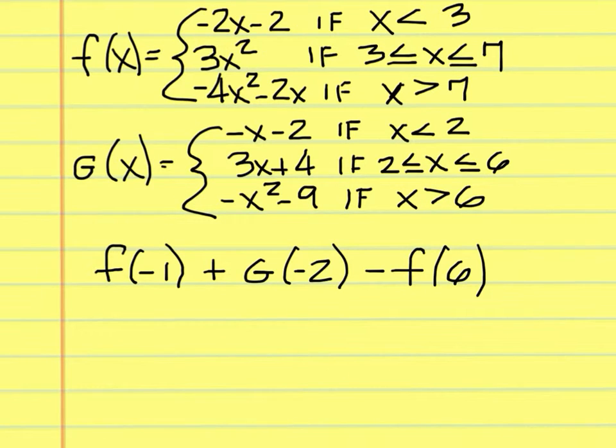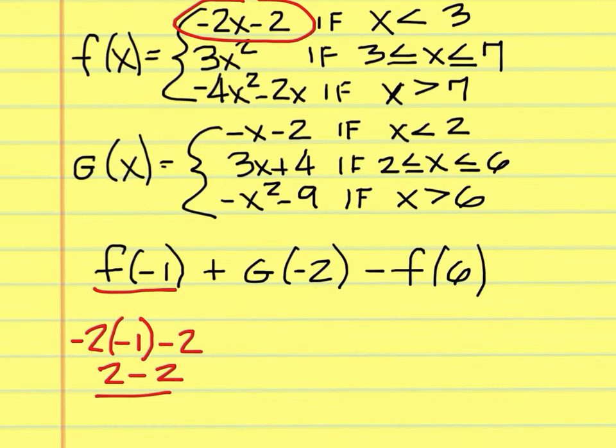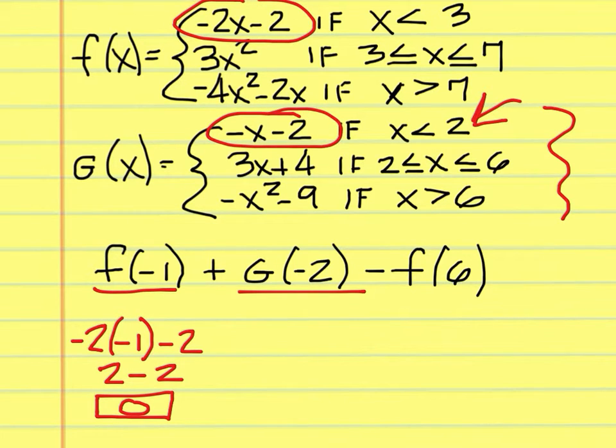To start, we have to figure out f of negative 1. The negative 1 is going to be in this function because it is less than 3. So we will have a negative 2 times negative 1 minus 2. That's 2 minus 2, which is 0. Then we will move here, g of negative 2. In the g set here, negative 2 is going to fall into this one because it is less than 2. So we would have a negative 2 minus 2, which is 2 minus 2, turns out to be 0.